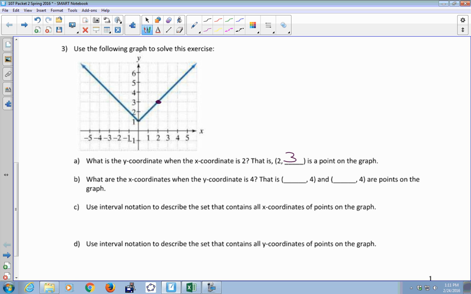So if I give you an x coordinate, there's typically only one y coordinate that you can give me back. But if I ask you for when the y coordinate is 4, what are the x coordinates? There's actually 2 points on the graph that have a y coordinate of 4. We've got one right here. That point has a y coordinate of 4, and so does that point. So we have (-3, 4) and (3, 4) are points on the graph.